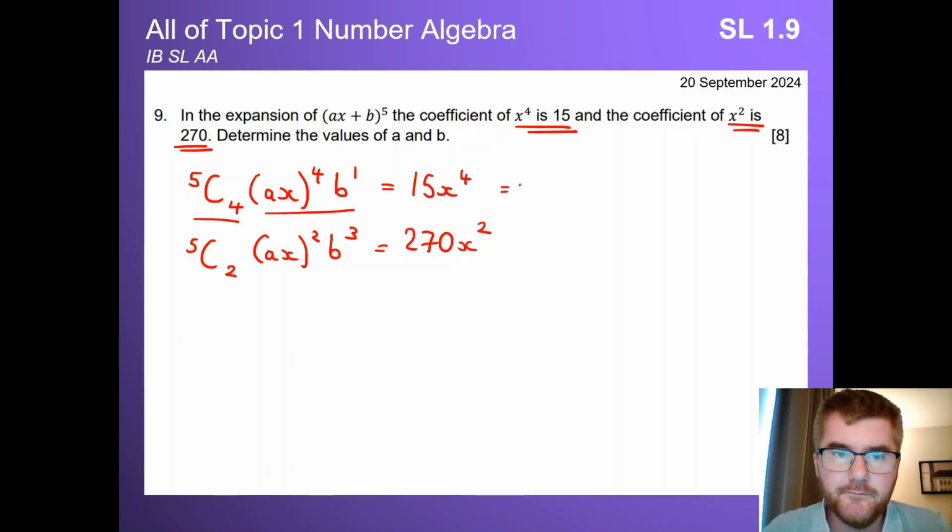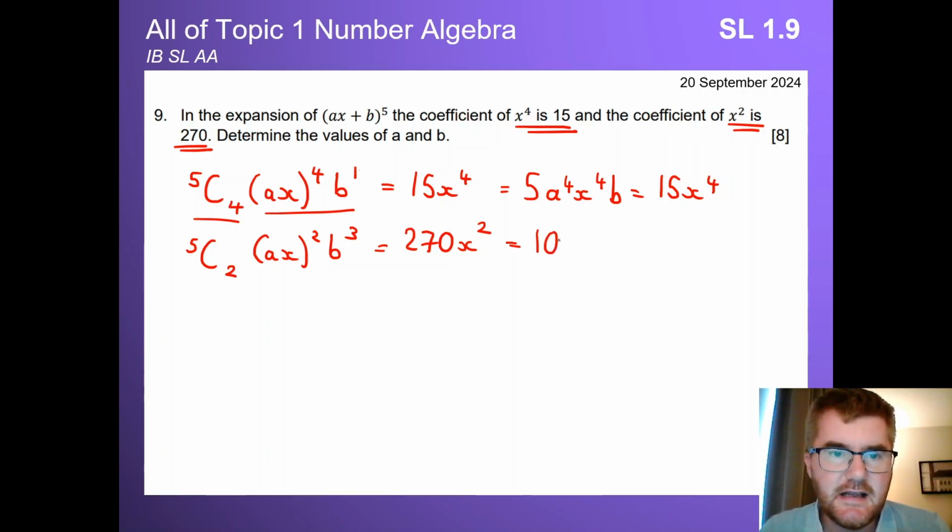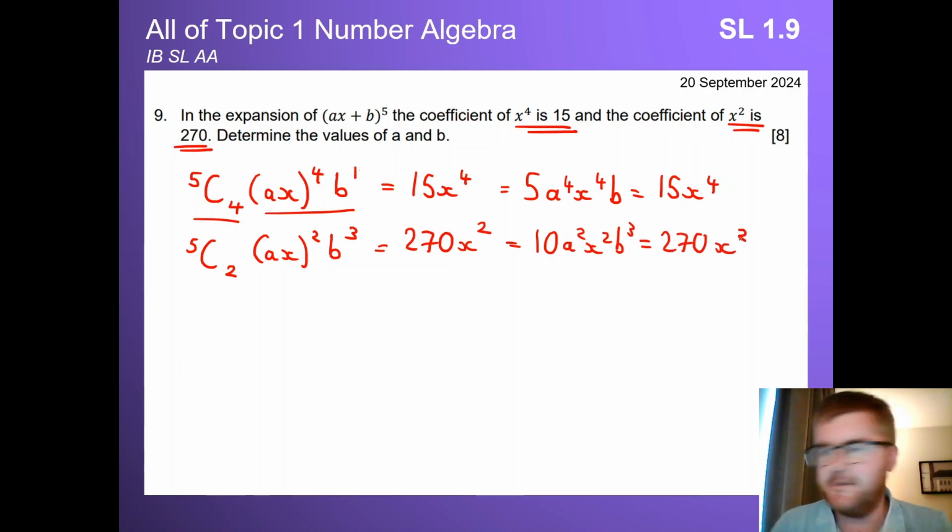So we have 5a to the power of 4 x to the power of 4 b is equal to 15x to the 4. Again, we can do a similar thing with 5C2. So we go 5, nCr button, that's F3, and then 2, that gives us 10. So we get 10a squared x squared b to the power of 3 is equal to 270x squared.